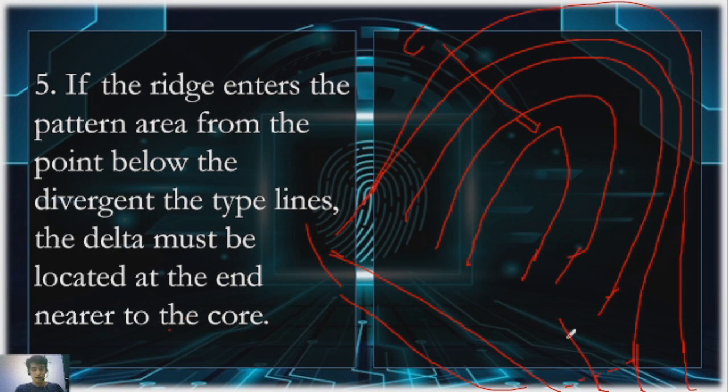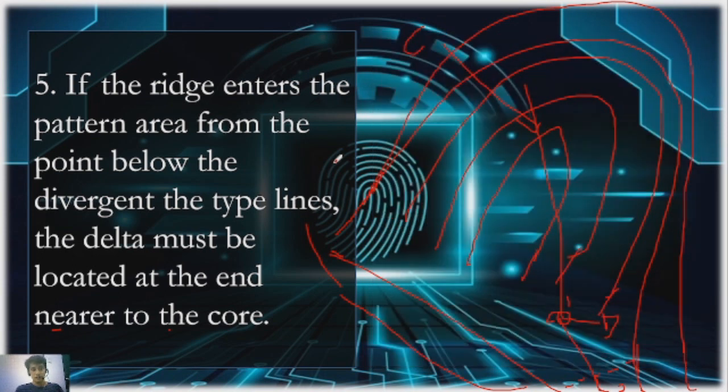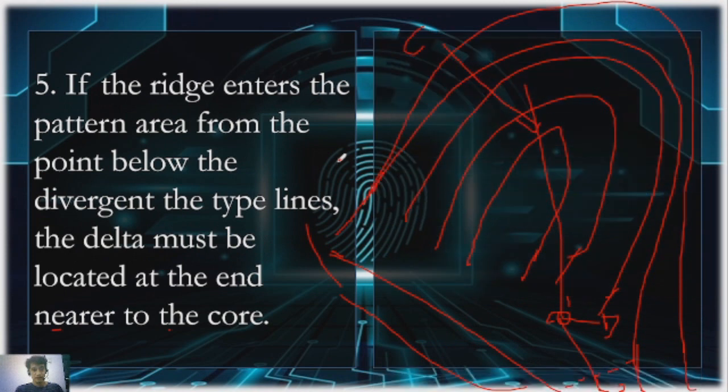It's rule number 5 kapag lumagpas na sa pattern area. Umabot na sa pattern area yung ridge. So, ang pipiliin po ay yung nearer to the core this time. Let's say the core is in here. It's not ridge number 2 ang pipiliin, but ridge number 1 will be chosen. So, this is the delta. It's nearer to the core and this is the delta. Yan po yung pagkakaiba ng rule number 4 natin sa rule number 5.